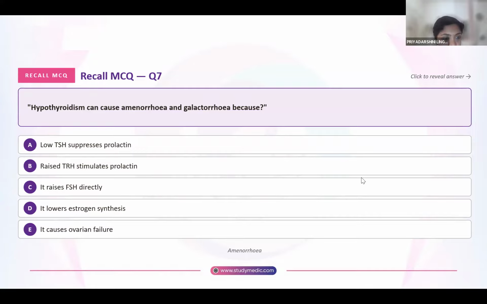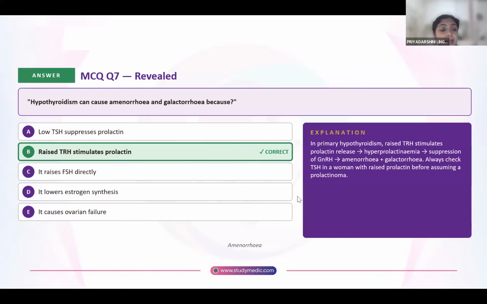It raises FSH directly. It lowers estrogen synthesis. It can cause ovarian failure. Well, when you look at all the options, the most common one that can be associated is your raised TRH levels, which stimulates prolactin. Okay.